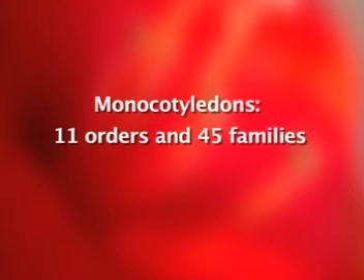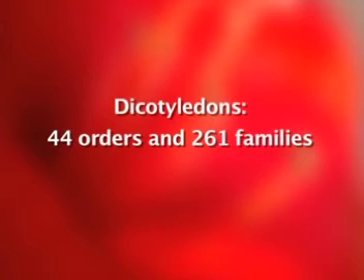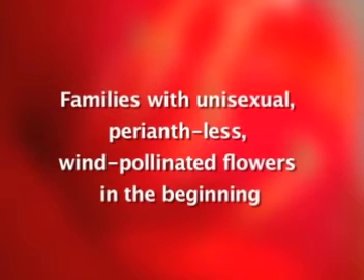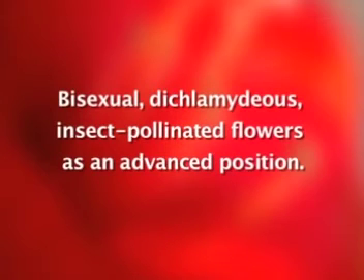Monocotyledons have been classified into 11 orders and 45 families, whereas Dicotyledons are classified into 44 orders and 261 families. In both Monocotyledons and Dicotyledons, they placed families with unisexual, perianth-less, wind-pollinated flowers in the beginning, and those with bisexual, dichlamydeous, insect-pollinated flowers in an advanced position. Thus, the angiosperms are arranged in an ascending series according to the increased complexity and elaboration of flowers, although the system is not evolutionary in the strict sense.